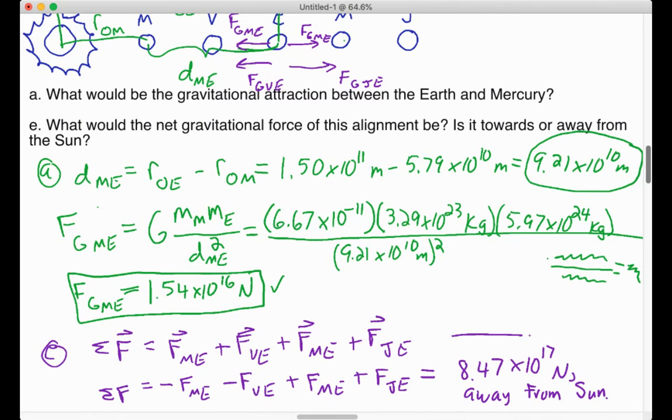So put a box around it. We solved for the right thing. We gave it the right units. We figured out the direction too, which we were supposed to do. So we're happy. So we give it a check.